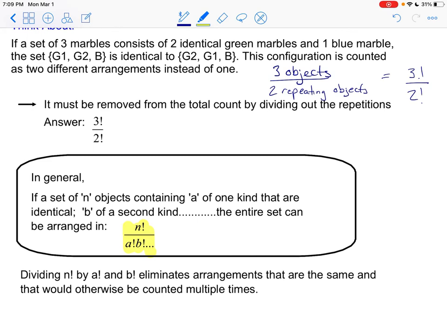So by dividing our n factorial here, we remove the arrangements that we're just considering to be the same. So things are only counted one time. We'll now look at a couple of examples of using this in practice.